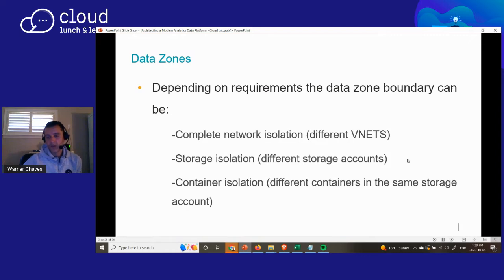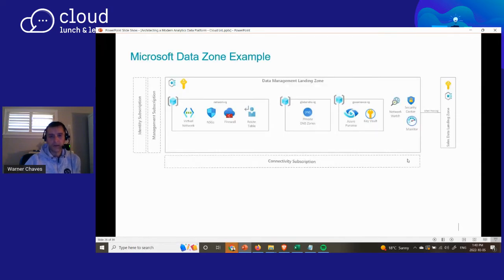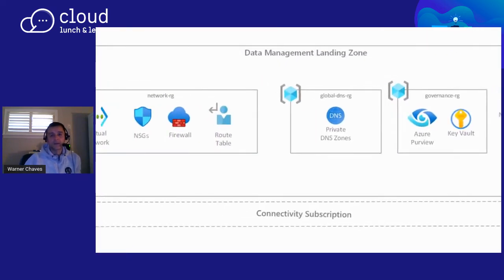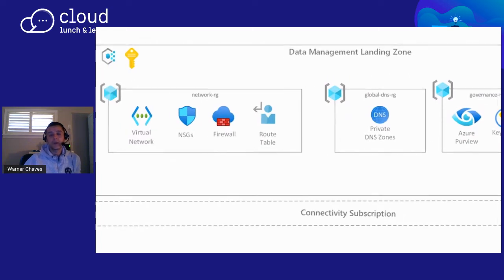Or if it's a really small solution, but you still want to have some nice bookkeeping, keep everything tidy and clean, then at least you could have the container isolation, right? So different containers, one storage account, but you have different containers for the different types of data. That's like the bare minimum, right? Obviously, and different databases for different types of data as well, right? Microsoft, like I said, their reference architecture is to use different virtual networks, and we can look at that. So you see here, Microsoft splits their cloud adoption framework into two main components.